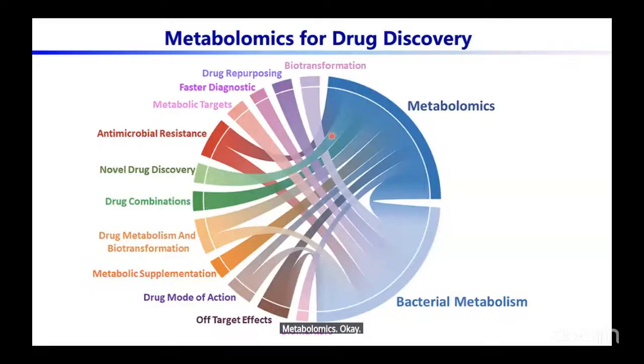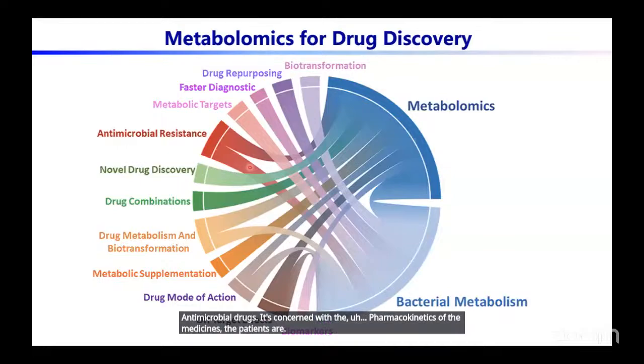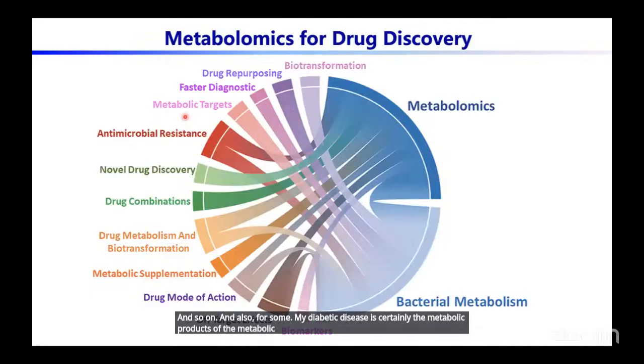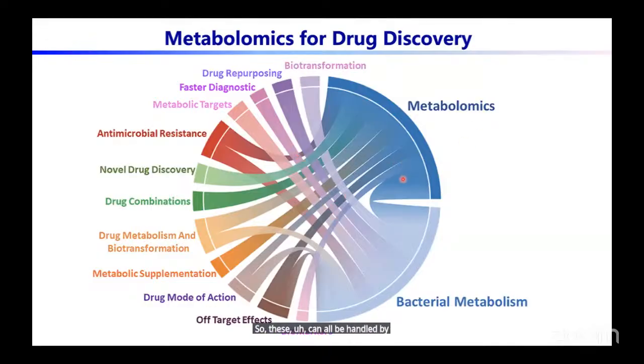Okay, in drug discovery, obviously the measurement of metabolites of the patients is also very, very important. So, for instance, it concerns the resistance against antimicrobial drugs. It concerns the pharmacokinetics of the medicines the patients are taking, and so on. And also for some metabolic diseases, certainly the metabolic products of the metabolic process or the metabolic targets need to be monitored. So these can all be handled by metabolomics.